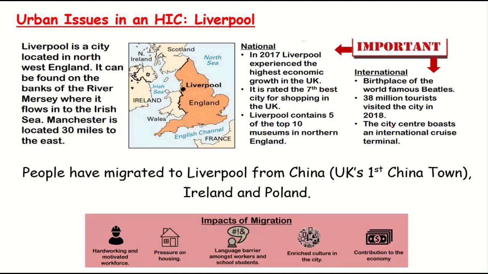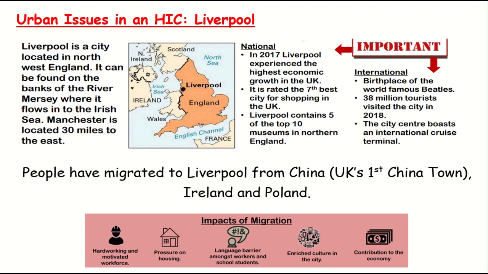Now, the second part then are the urban issues in a HIC. Liverpool is our case study, and it is located in northwest England and can be found on the banks of the River Mersey. On a national standpoint, Liverpool is one of the best shopping destinations. People come from all around to go shopping in Liverpool 1, and it also contains 5 of the top 10 museums in northern England as well. A huge swathe of museums that make it really nationally quite significant or quite important.